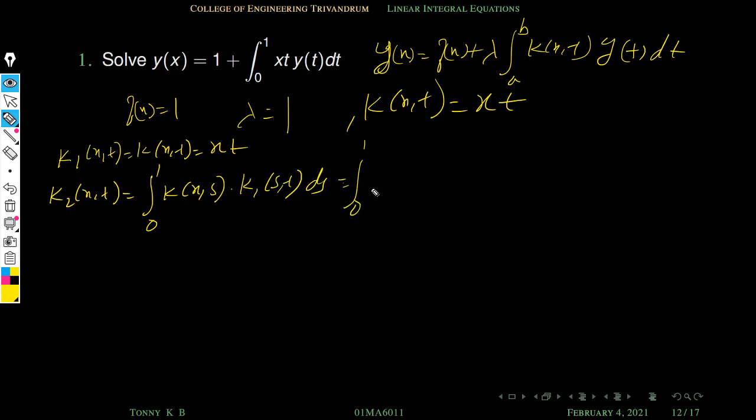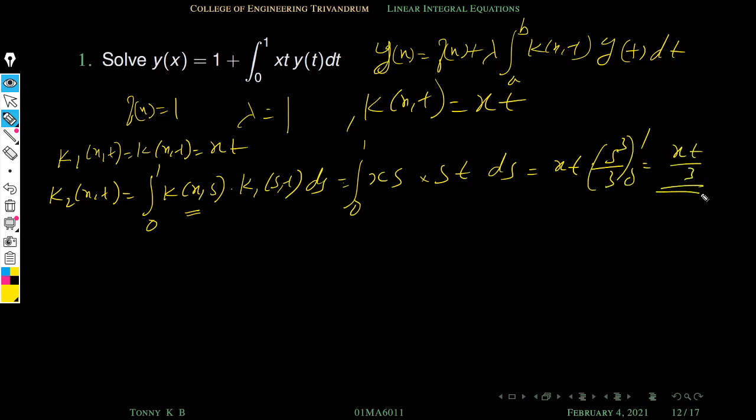What is k of x s? It is xs; we are just replacing t by s. Into k1 of st, that is st, ds. Now we can easily integrate this because this integration is with respect to s, so we can treat x and t as constants. So xt into integral of s square, which is s cube by 3 from 0 to 1, that is 1 by 3. So this becomes xt by 3.